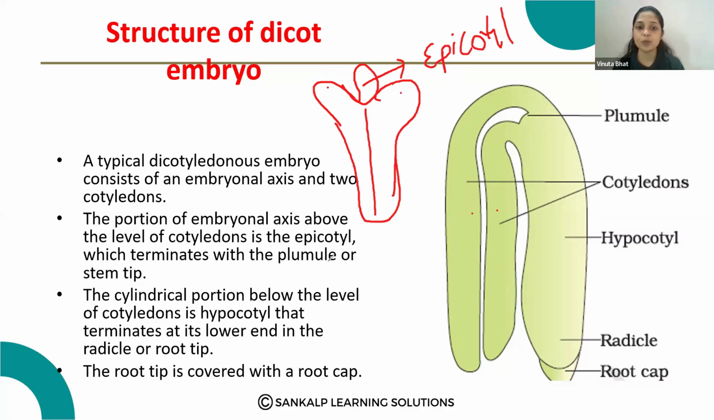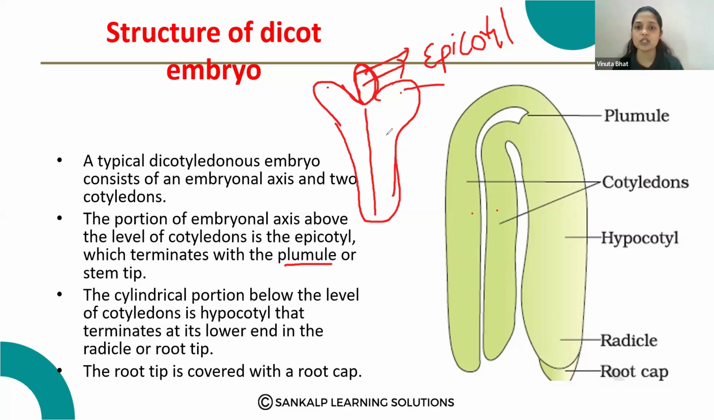Which terminates with the plumule or the stem tip. So this epicotyl terminates with the plumule or the stem tip. Plumule, that is the future shoot, right? So the plumule region develops into the shoot. The cylindrical portion below the level of the cotyledon is called the hypocotyl.